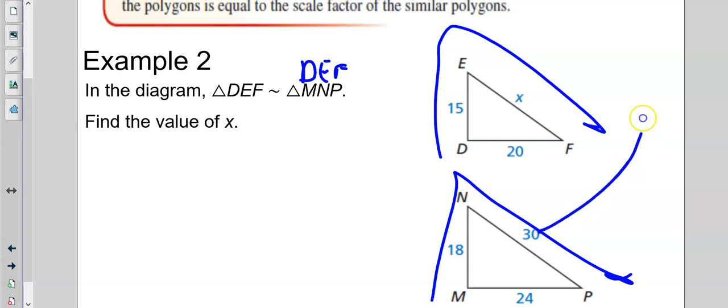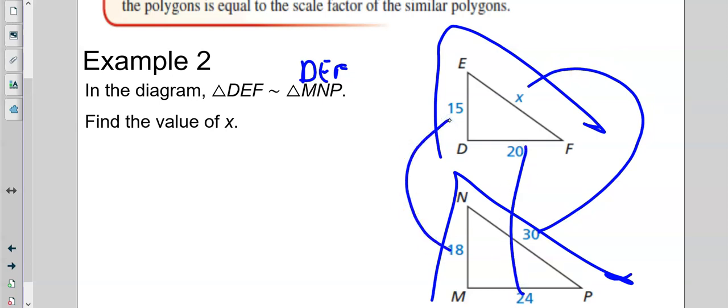So those two correspond, those two, and those two. Okay? So to solve this, it doesn't matter which way you go. Big or small on the top, it doesn't matter. But I like to set up a word ratio. So I'm going to put the big one on top and small on the bottom. It doesn't matter. It'll work out the same way.